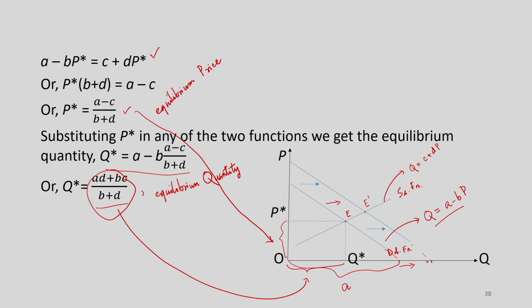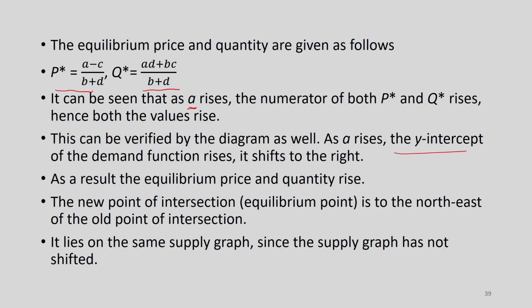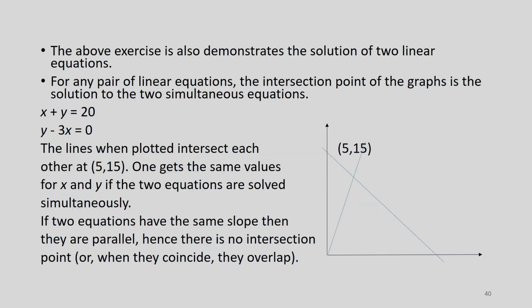Now, y intercept also rises because the curve is shifting to the right, but the interpretation of small a is that in this particular case it is the intercept on the x axis, that is the quantity axis. So, it will be correct to say that this is the Q intercept or intercept on the horizontal axis. Okay.